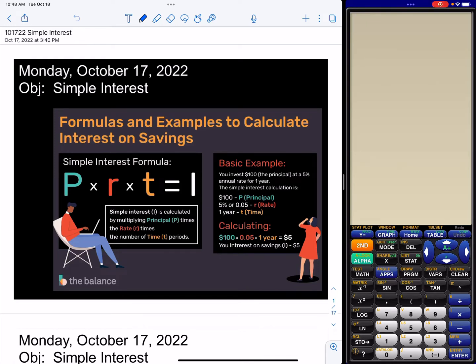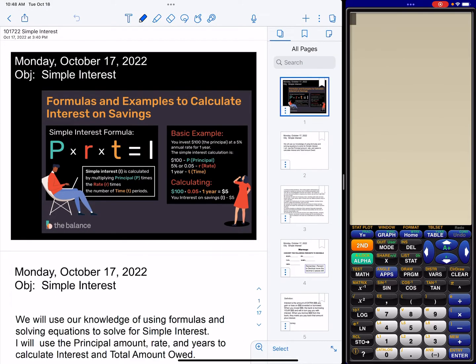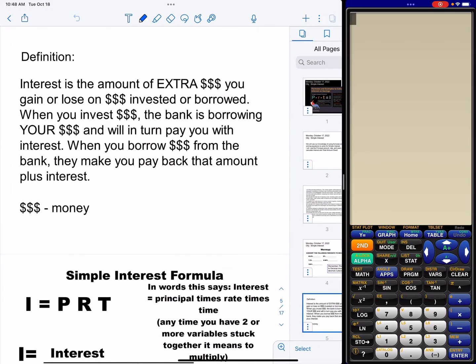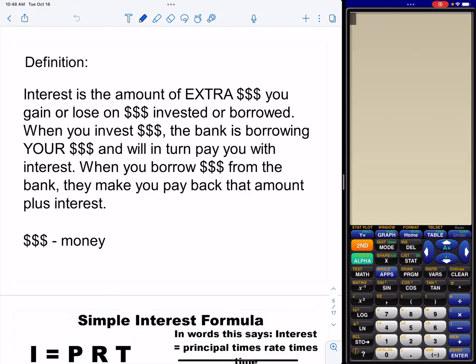Hello class. Today we're going to talk about simple interest. So the first thing we need to do is define the word interest. Interest is the amount of extra money you gain or lose on money invested or borrowed. So anywhere you see the dollar signs, that's just referring to money. Okay, so interest is an extra amount.